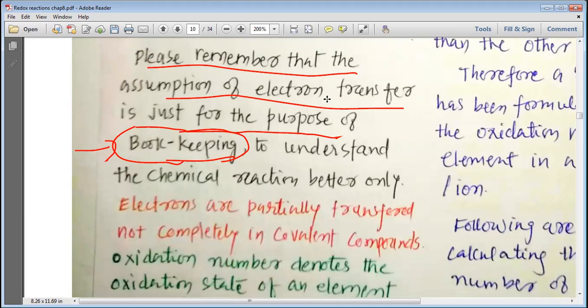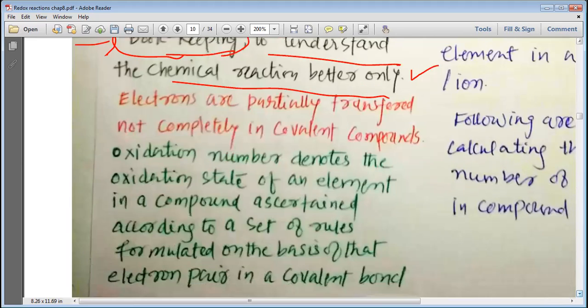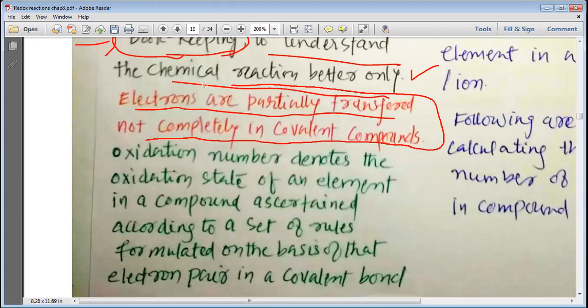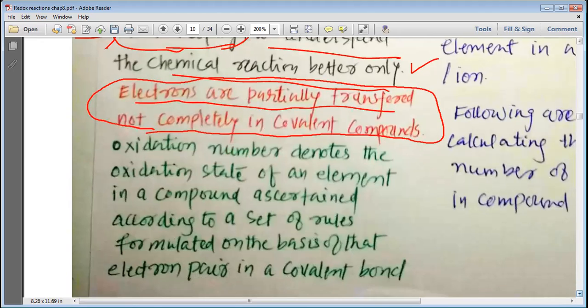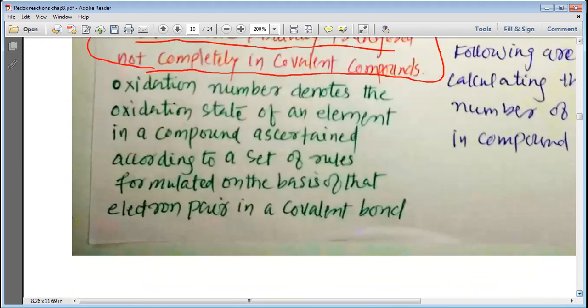So please remember that the assumption of electron transfer is just for the purpose of bookkeeping, to understand the chemical reaction better only. Actually the reaction does not take place by the complete transfer of electrons. Electrons are partially transferred, not completely transferred, in covalent compounds. Please remember that.